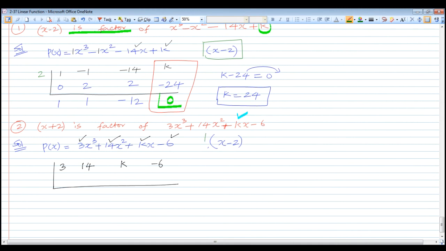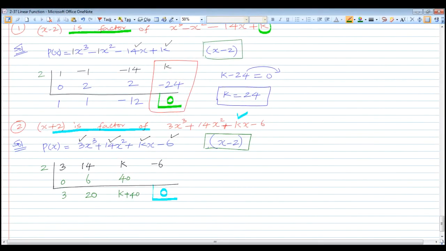Now what about the divisor? You have to change the sign, so it becomes minus 2. First bring 0. And what about the remainder? It is mentioned in the question that this is a factor. When it says factor, what should the remainder be? 0. So start. It is 3 plus 0, it is 3. Multiply minus 2 into 3, it is minus 6. Add it, you get 8. Multiply, you will have minus 16. Add it, you get k minus 16.